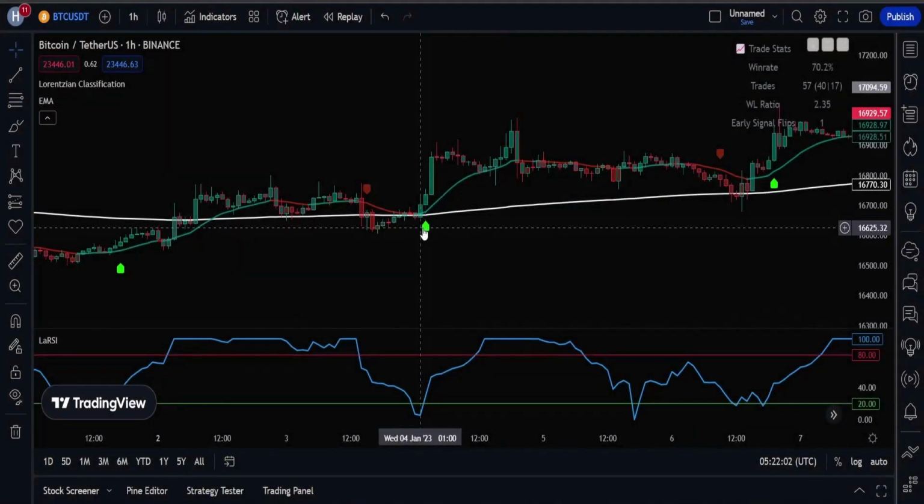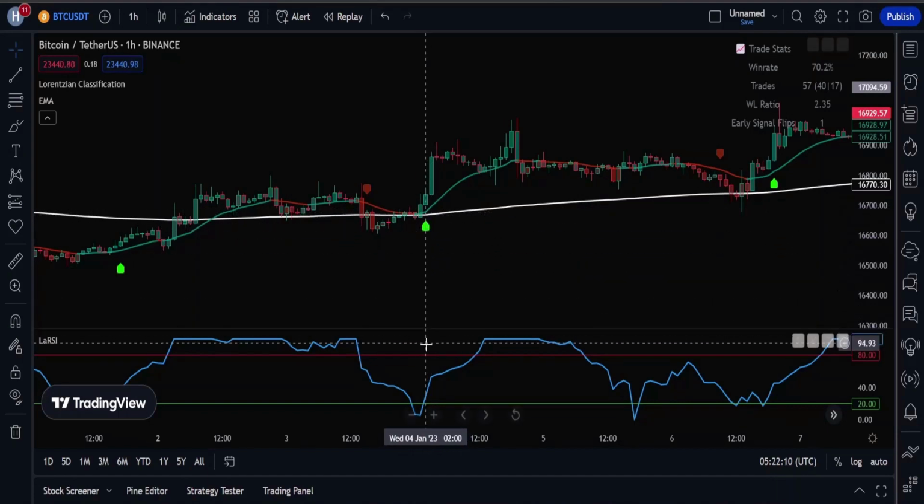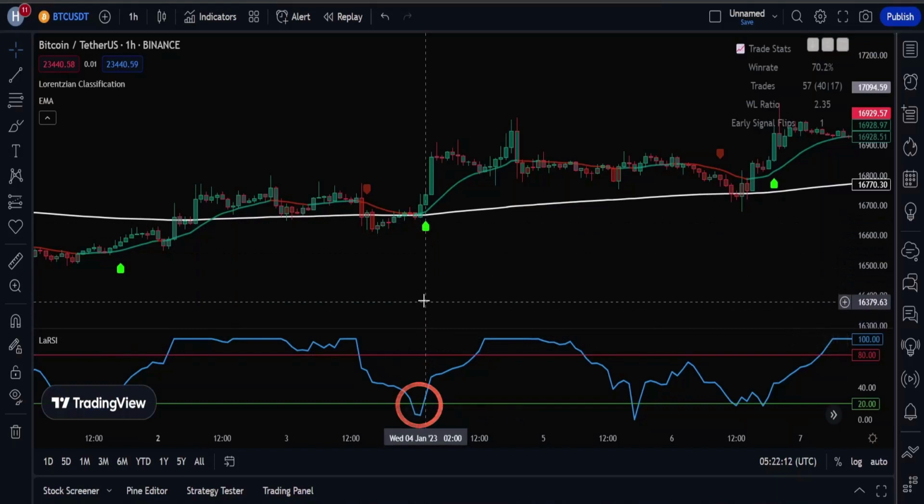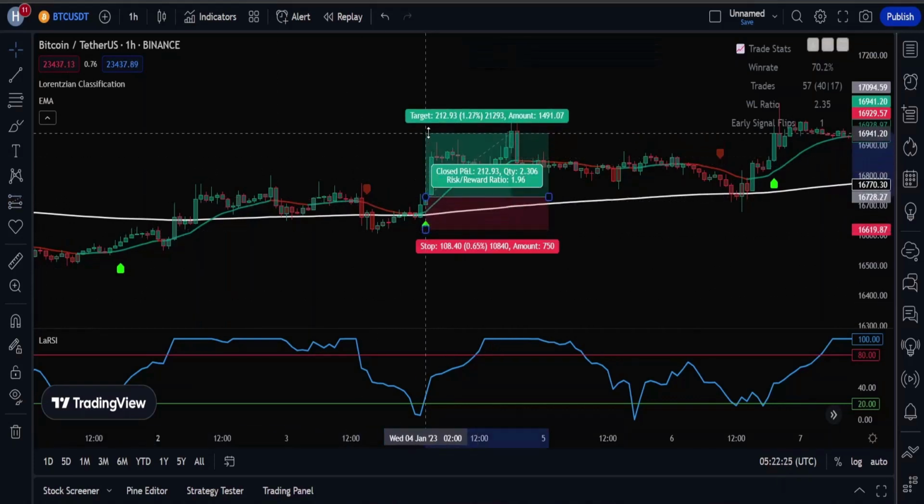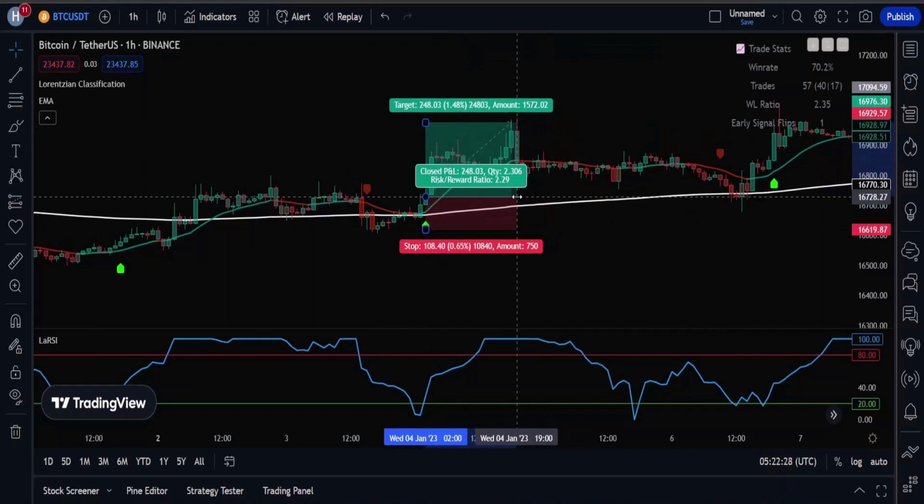Here's another good example. We can see the price is above the exponential moving average, and we got a buy signal here. So our next step would be to look at the Laguerre RSI to see if the blue line crosses the green line upwards at the same time. And we can see it does. So we will enter this trade, set our stop loss, and get out of the trade whenever this line turns red. And this also would have been a profitable trade.